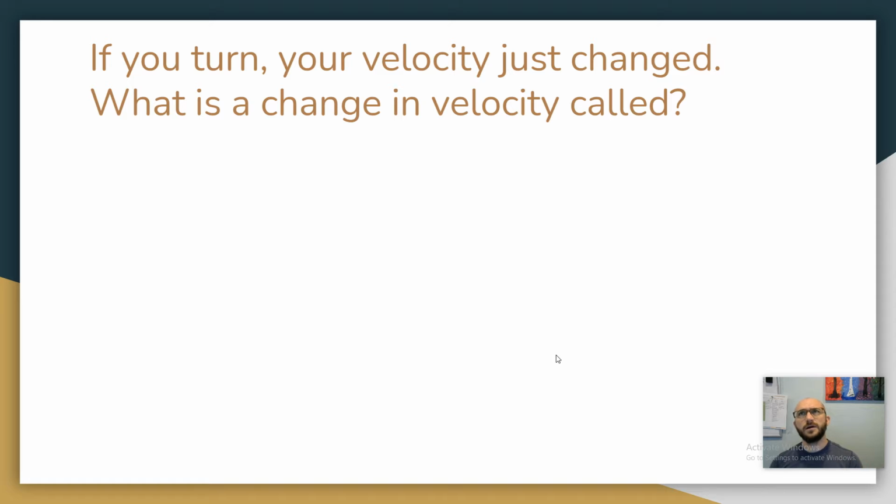So, if you turn, your velocity just changed. I mean, it was the direction, so the number stayed the same, but the direction changed, which means your velocity changed. So what is it called when there's a change in velocity? Hopefully, that was enough time for you to remember. That's called acceleration. We already have this in our notes. The acceleration is defined as the rate of change of velocity, the change in velocity over a change in time, delta v over delta t.